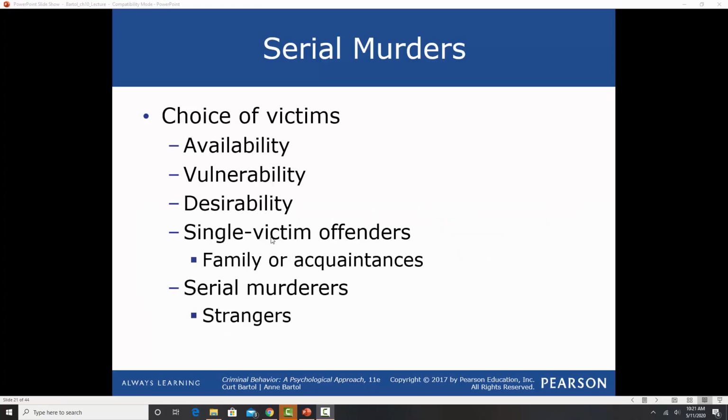When it comes to the type of victims that they are looking for, it really depends on the serial killer, but availability, the vulnerability of the victims, desirability, single victim offenders, families and acquaintances. Serial murders are with strangers typically.